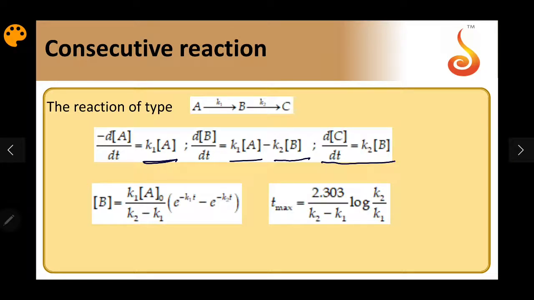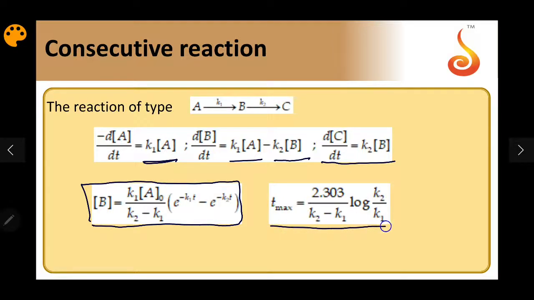Now the concentration of B at any instant of time can be derived with this formula: K1 A naught, where A naught is the initial concentration I have taken, over K2 minus K1, into e to the power of minus K1t minus e to the power of minus K2t. And the maximum time we discussed, T max, is equal to 2.303 by K2 minus K1 into log of K2 by K1. These are the formulae which you can remember. Usually problems may not come from this. A conceptual question can be asked on this.